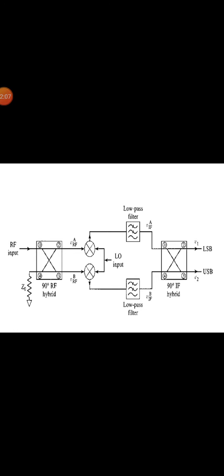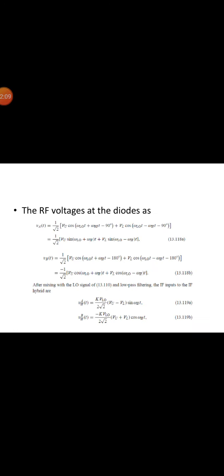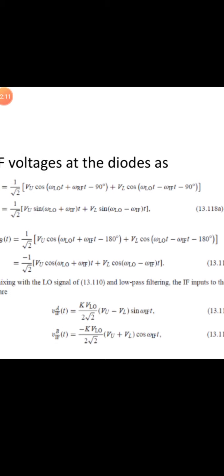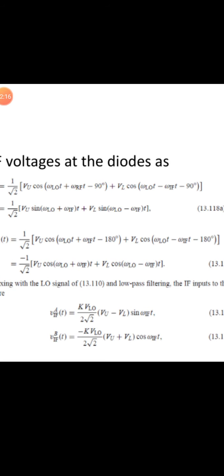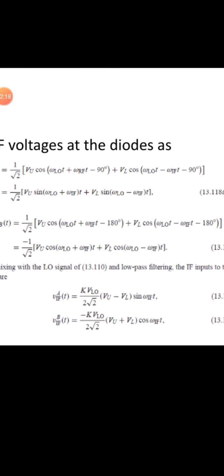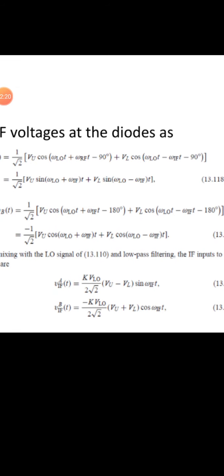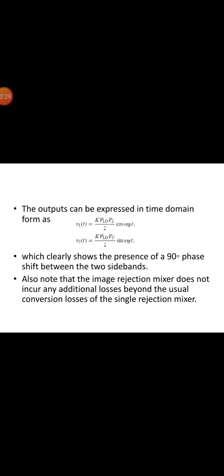So this diagram shows the image reject mixer, and the RF voltage at the diodes can be found as VA IF of t equal to k VLO divided by 2 root 2 into VU minus VL into sin omega IF t, and VB IF of t equal to minus k VLO divided by 2 root 2 into VU plus VL into cos omega IF t. So the outputs can be expressed also in the time domain as shown in this slide, which clearly shows the presence of a 90-degree phase shift between the two sidebands.